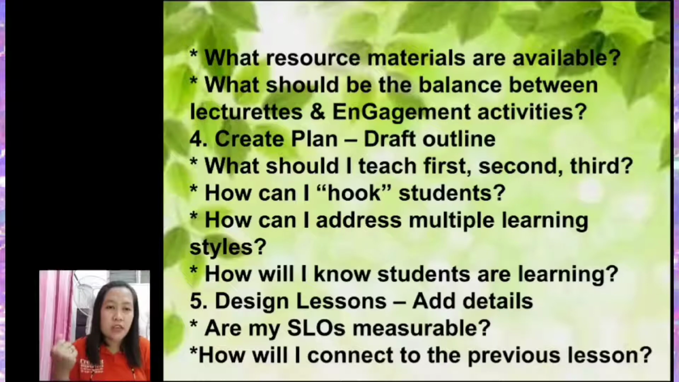And then number 5 is design your lessons, and you need to add the details: is it measurable, and how can you connect to the previous lesson? For example, today is Friday and your lesson is arithmetic. Yesterday's topic should also be connected to your previous lesson. That is very important. Your lesson yesterday, if not yet done, or anything related to the topic that you're going to teach today. Because if you jump off to another topic, another lesson, the students will be curious.